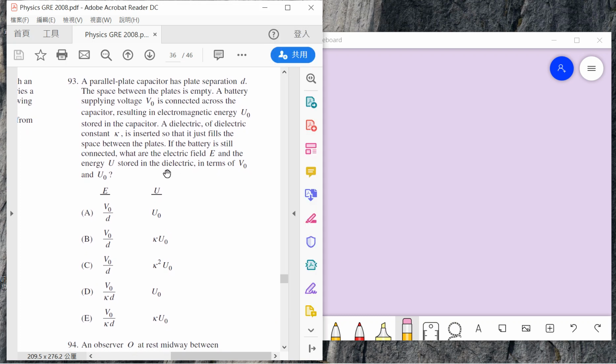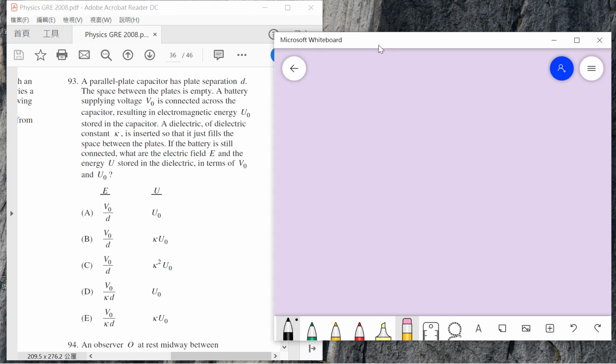So we keep solving our physics GRE 93. This question is easy. It looks very deep. It looks very long, but it's easy.